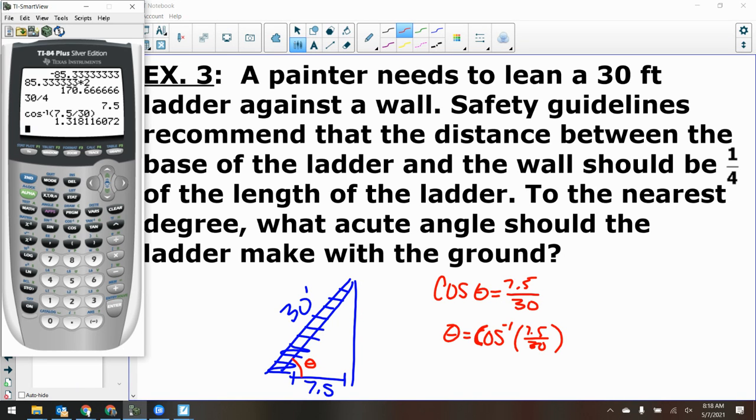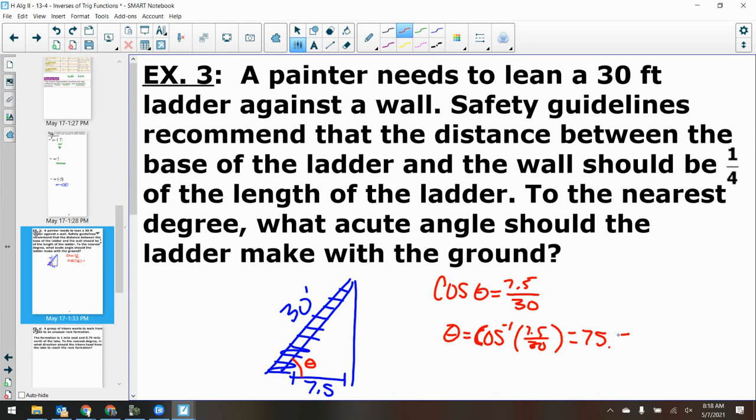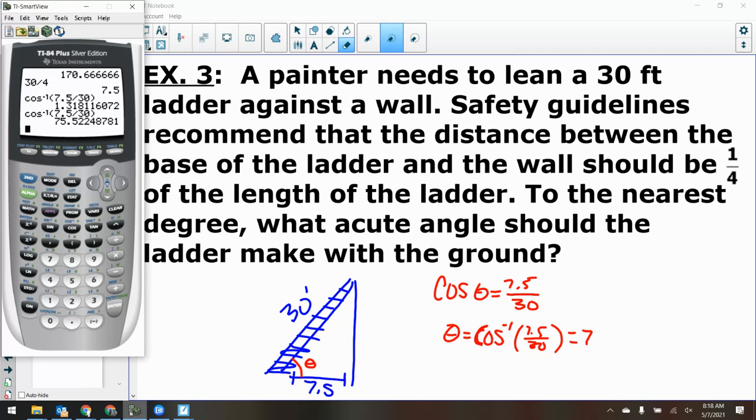Why is that not right? What is that actually giving me? 1.32, that's 1.32 radians. I had to switch it back for calc yesterday because we were looking at radian measure. So if I run that again, 1.32 radians is 75.5 degrees. Oh, to the nearest degree? 76 degrees. Hold on a second. Yeah, that would be 76 degrees.